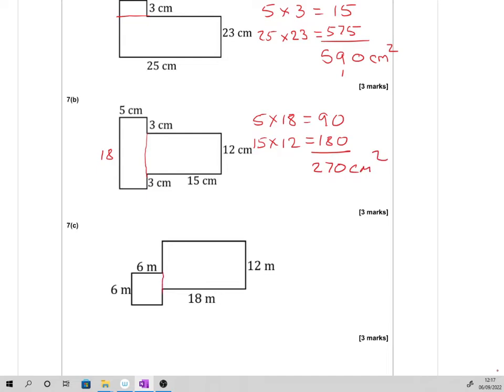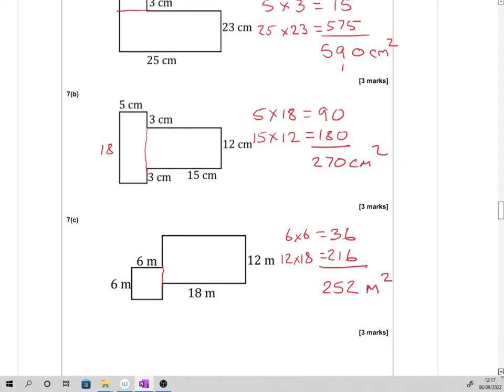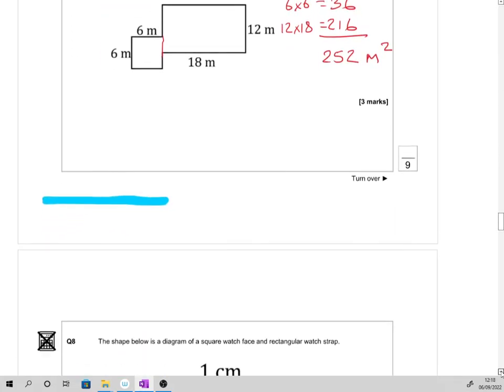This looks like the logical way. 6 times 6 is 36, and 12 times 18 is 216, plus 36 is 252. 252 meters squared, that one. Alright.